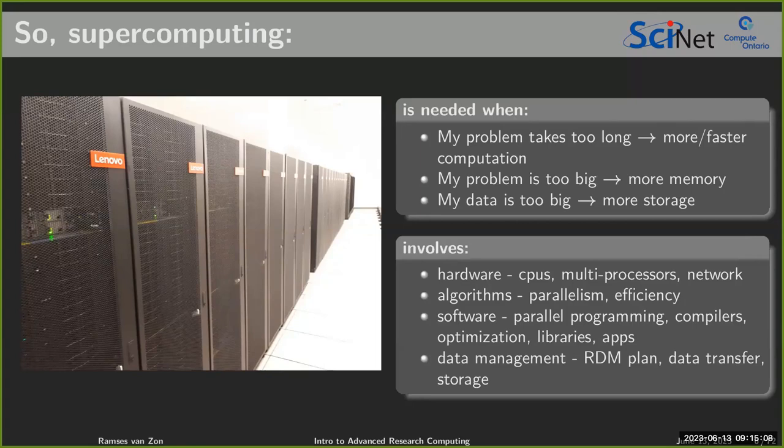Now, there's a whole bunch of things that supercomputing involves, and we won't go into all of them, but it gets technical at some level. So this is going to be an intro, so we're not touching on a lot of these possible facets of supercomputing. But it involves everything from the hardware, which can be very specific, and you might have to tune things for it, the algorithms that you're using to make sure things run in parallel, the software you're using, the data management, your data transfer, your storage. All those things are part of how you do your supercomputing or your advanced research computing.